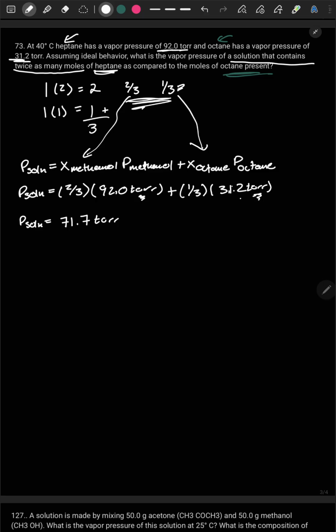So that makes sense, right? Because if we have 2/3 of something that has a much higher value in the pressure slot, it's going to be closer to 92, which it is. And we only have 1/3 that's closer to 31.2. So this answer does make logical sense.